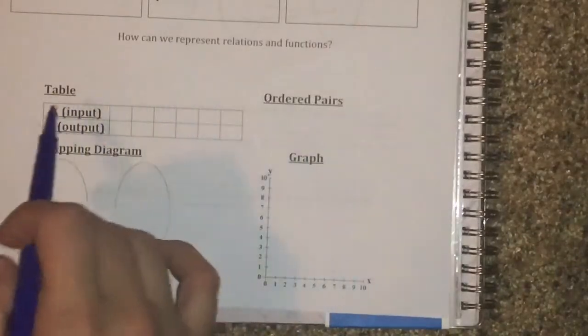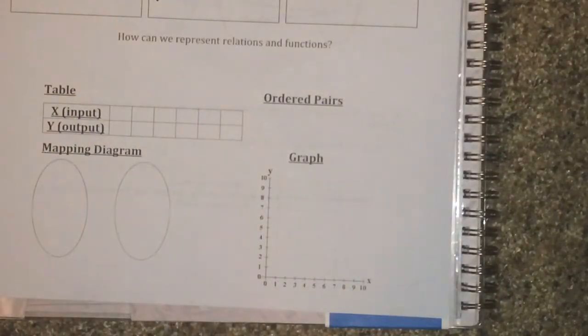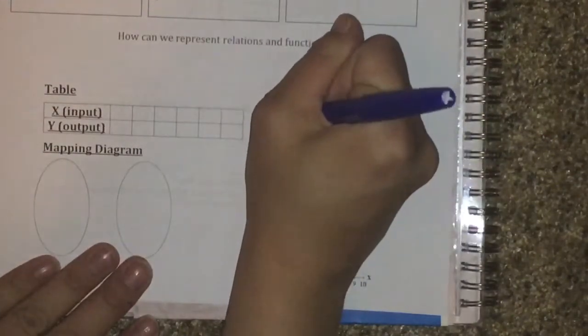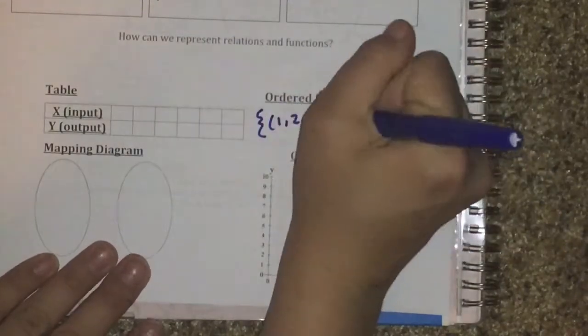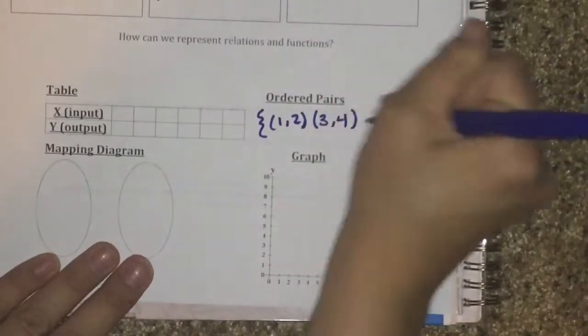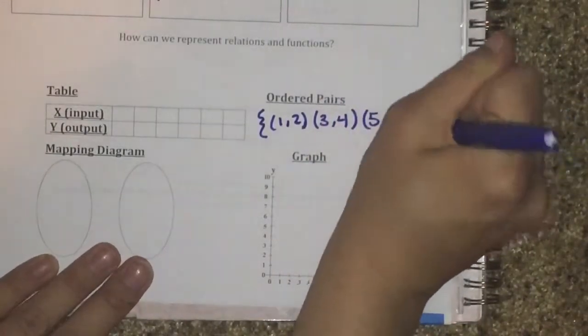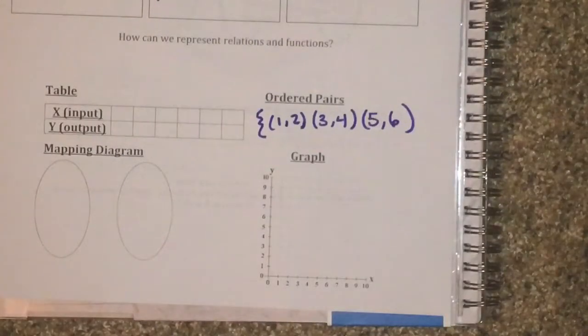So there are several different ways to represent relations and functions. We have a table, we have an ordered pair, we have a mapping diagram, and we have graphs. So let's say we are working with the ordered pair 1, 2, 3, 4, and 5, 6. That is the ordered pair that we're working with.